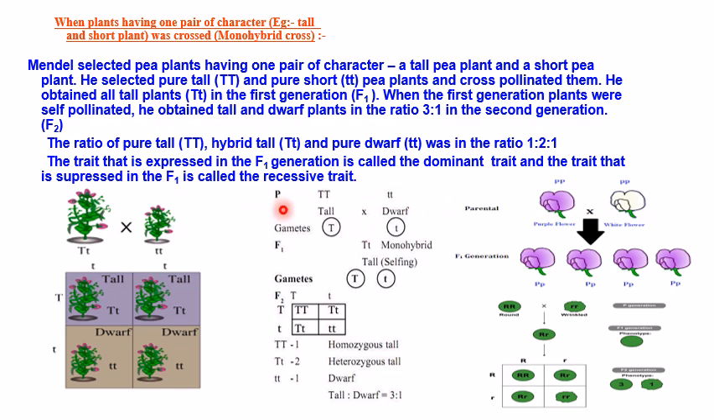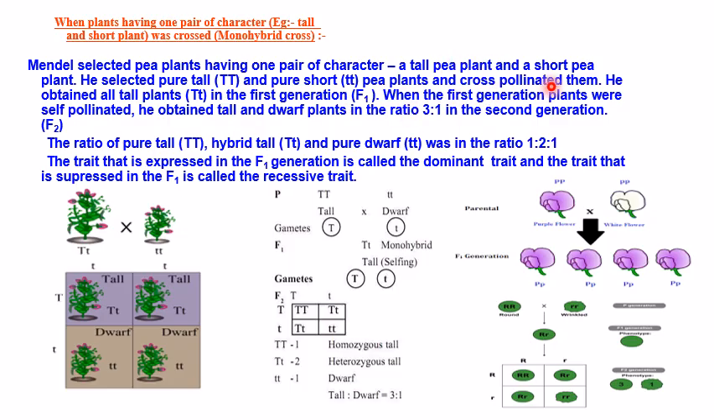You can see here the parental generation. This is called the parental generation. He selected one tall pea plant and one dwarf pea plant. Tall is represented as capital T and dwarf is represented as small t small t. Is it clear now? Any doubt here? Okay.